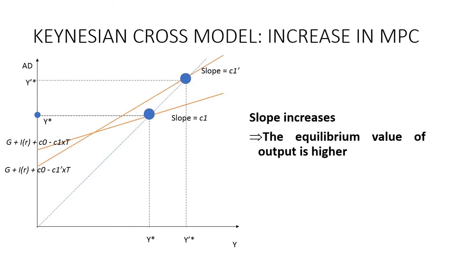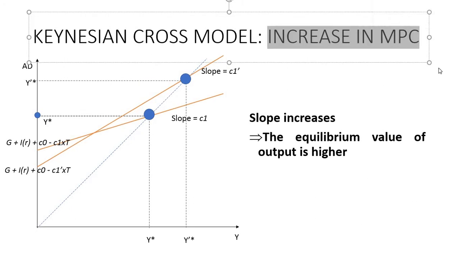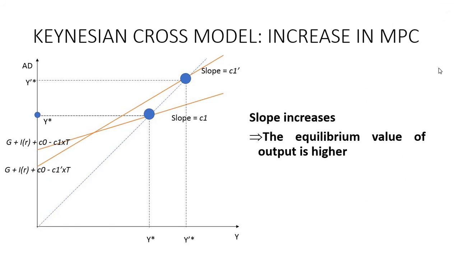So using the same model, you can analyze the effect of a change in various exogenous variables and parameters on the level of aggregate output or income or GDP. So let's say we have an increase in the marginal propensity to consume. Now households are going to spend a bigger proportion of their additional dollar of income on purchasing goods and services.